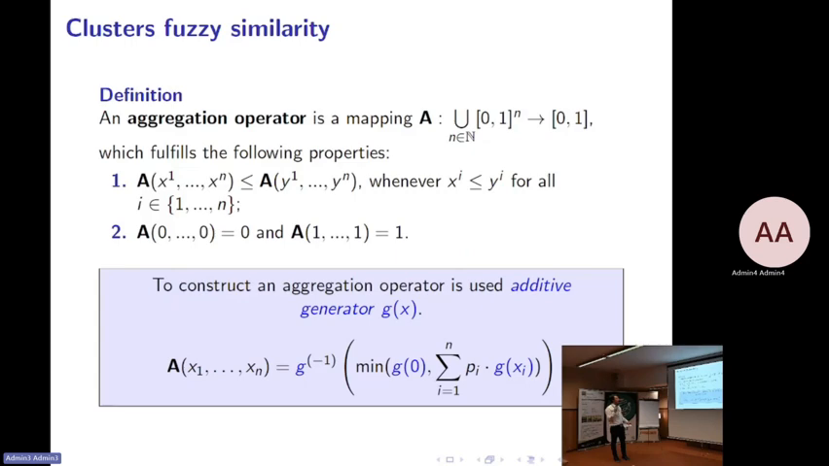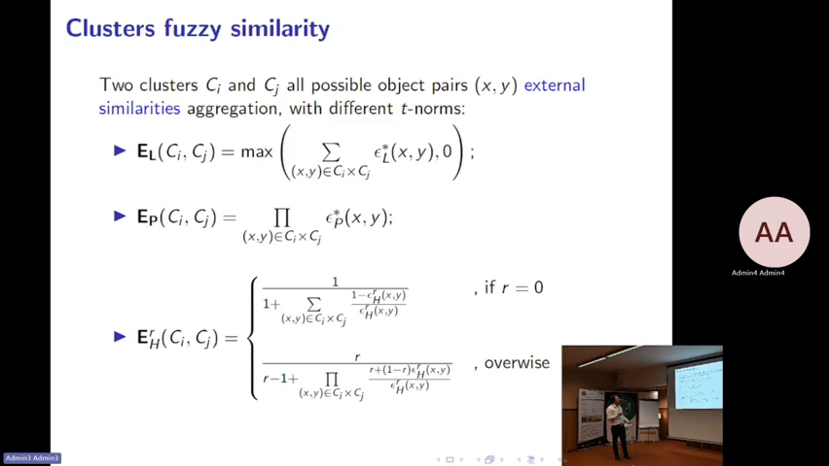From an aggregation operator, we are asking two things. It must be monotonic and satisfy boundary conditions. This aggregation operator is also based on an additive generator. So here are provided cluster similarities for different t-norms. Here is for the Lukasiewicz t-norm, for the product t-norm, and for the Hamacher t-norm. And in every cluster similarity, we are aggregating only external similarities.